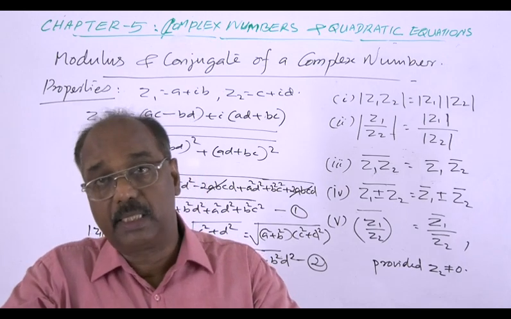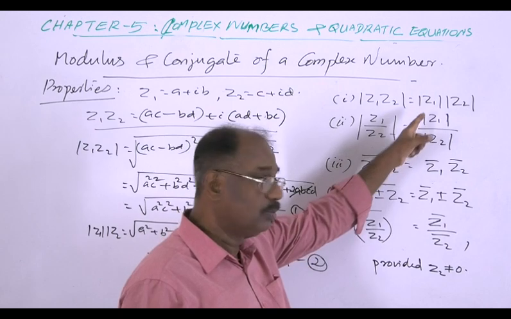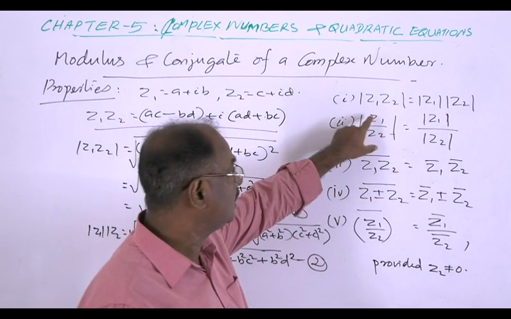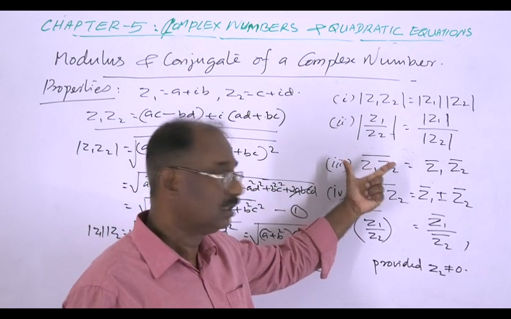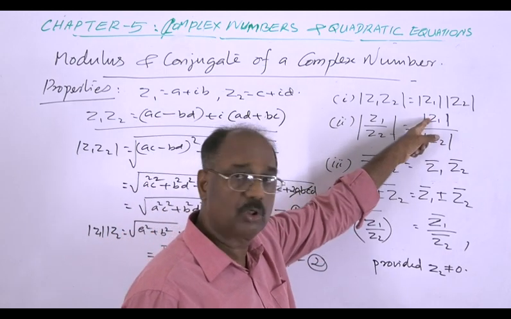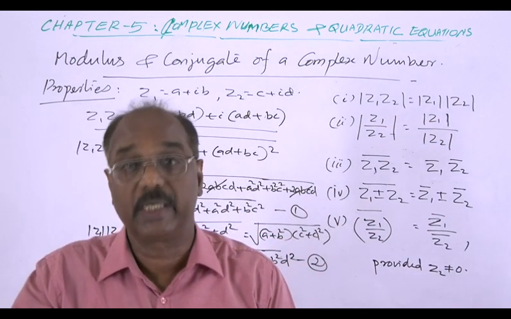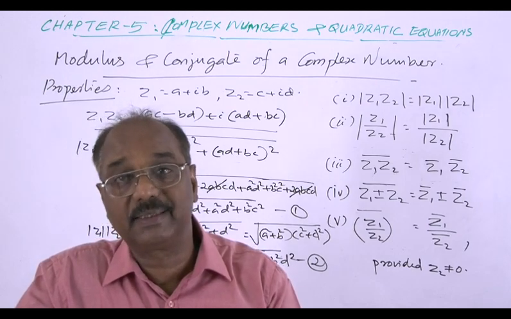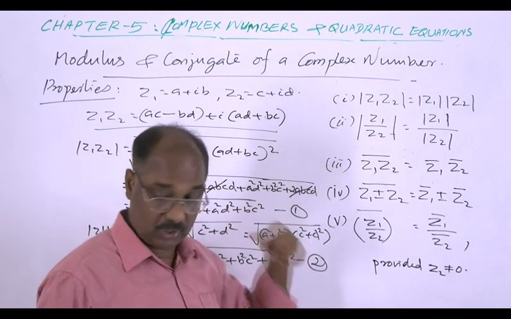In a similar manner, we can prove that modulus of Z1 by Z2 is equal to modulus of Z1 by modulus of Z2. Find Z1 by Z2, find its modulus, and also find modulus of Z1 by modulus of Z2. We can show that these two are equal. And this is left for you as an exercise. Okay, and now we can prove this third one.